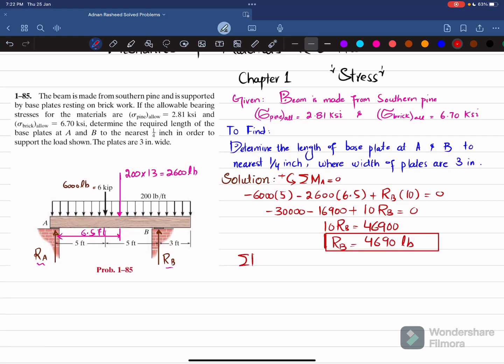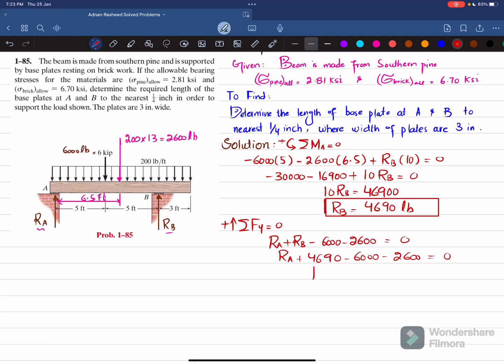Now you can find RA by using the equation of equilibrium that the sum of all forces along the y direction must be equal to 0, and upward force is taken as positive. RA is upward, so plus RA plus RB minus 2,600 and minus 6,000, and their sum must be equal to 0. So RA plus RB minus 6,000 minus 2,600 is equal to 0. So RA plus 4690 minus 6,000 minus 2,600 is equal to 0. When you calculate it, you will get RA equal to 3910 pounds. Now you have both RA and RB.